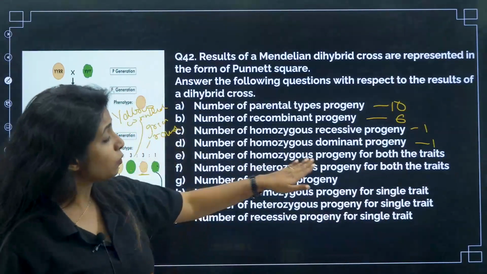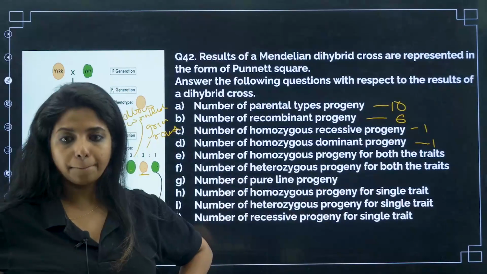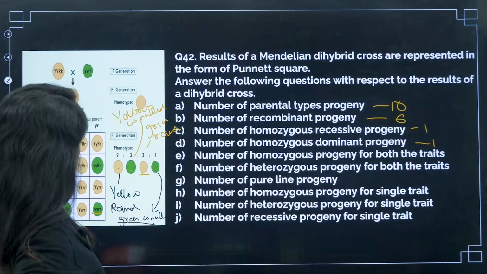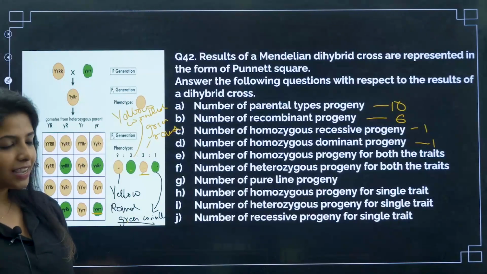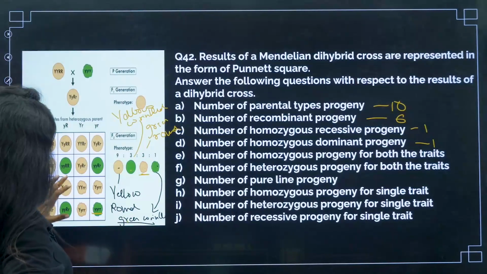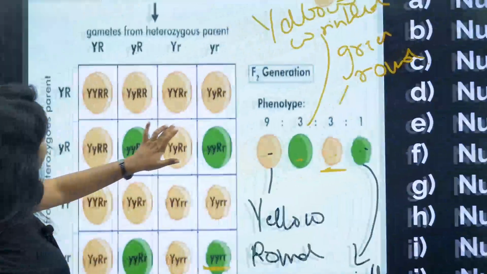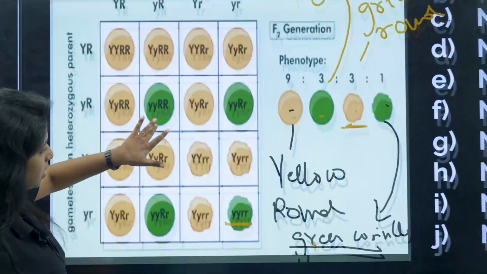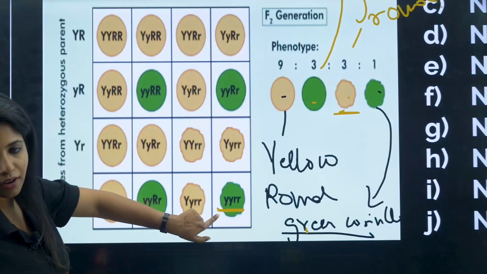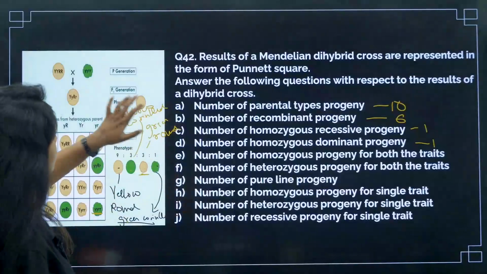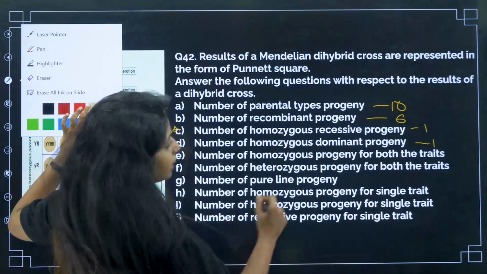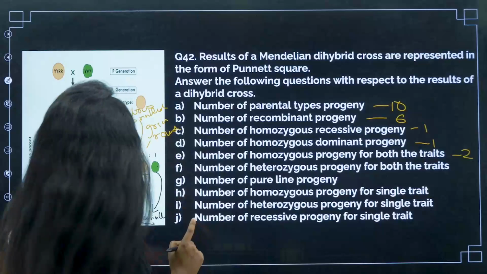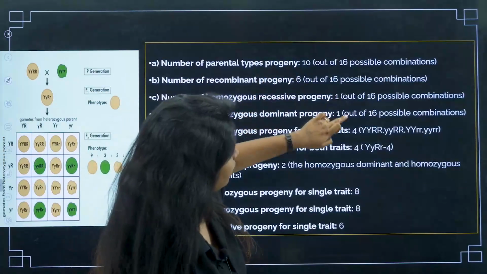Now, number of homozygous progeny for both the traits. For both the traits, how many do you think are homozygous? Only 2 of them are like this, no? This one is homozygous for both the traits, and then this one, none of the others are. So it's 2, just 2 in number, 1 plus 1, right? Let me see if all the answers are correct or not. 10, 6, 1, 1, 2. So 10, 6, 1, 1, 4.